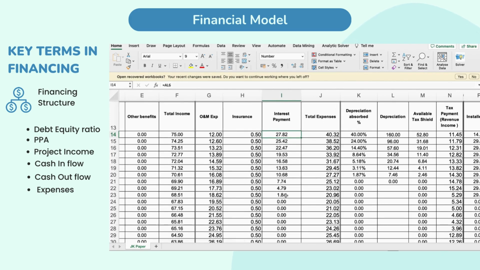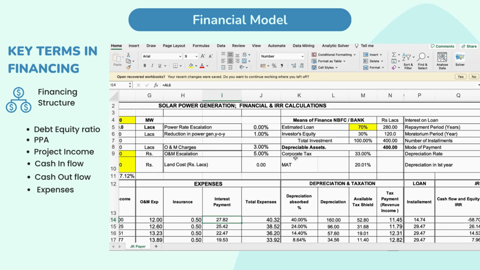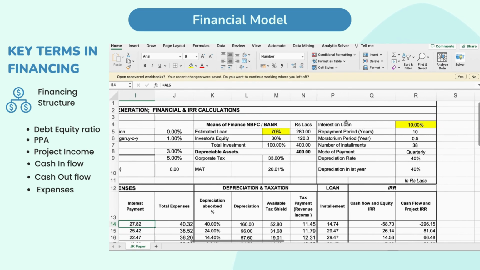interest fully. And here, why it is happening in 10 years is because we have defined that my interest on term loan is 10%, the repayment period is 10 years, and moratorium period, that means how much time will I take to make the first installment. So that is half a year, because initially I will not have that much capital available. So we start paying after half a year. That is known as the moratorium period. Generally, it is 0.5 year to 1 year.